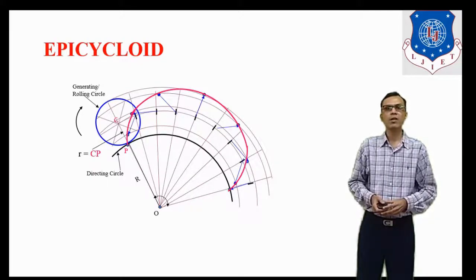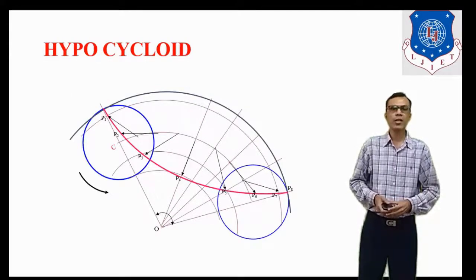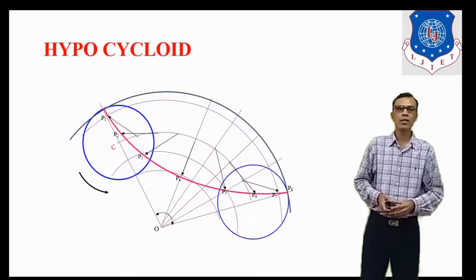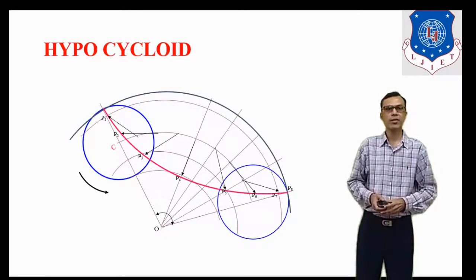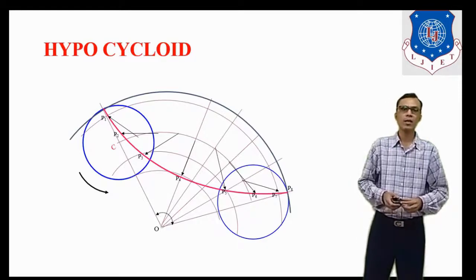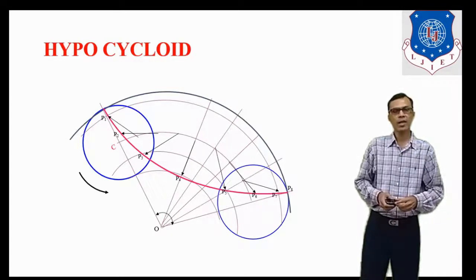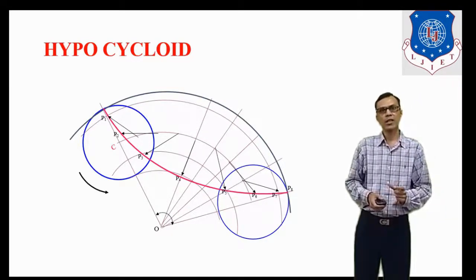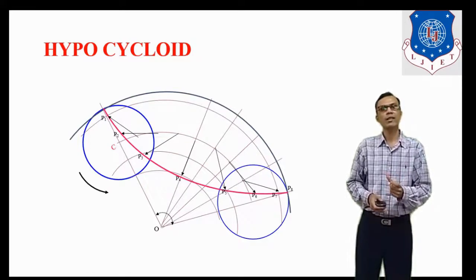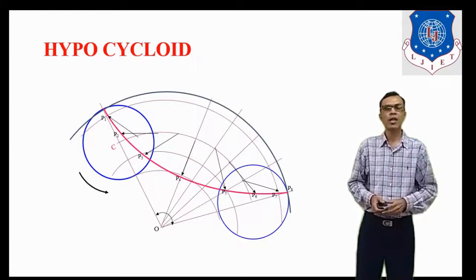Then the next type of curve is hypocycloid. In the case of hypocycloid, the rolling circle rolls inside the directing circle. Here also we have to consider one point on the circumference of the circle, and when it completes one rotation, it will also follow some particular path, and that path is known as hypocycloid.